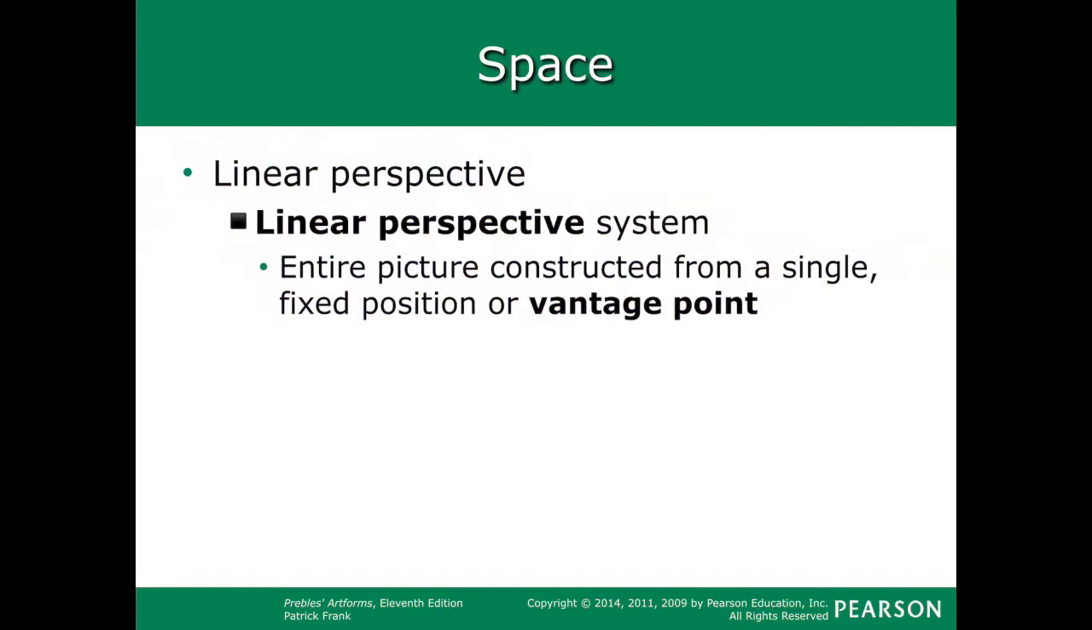When it comes to the linear perspective system, it is usually created by having a fixed position or a vantage point. So the vantage point is the distance you are looking at an object from, or the area where you're looking at an object from.